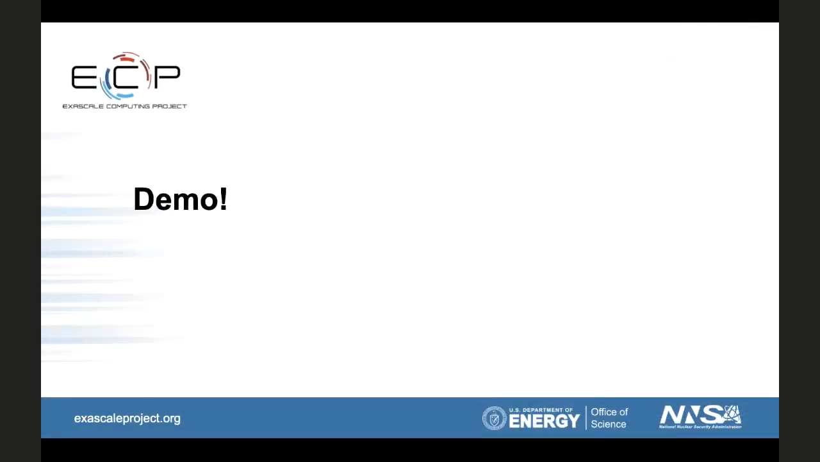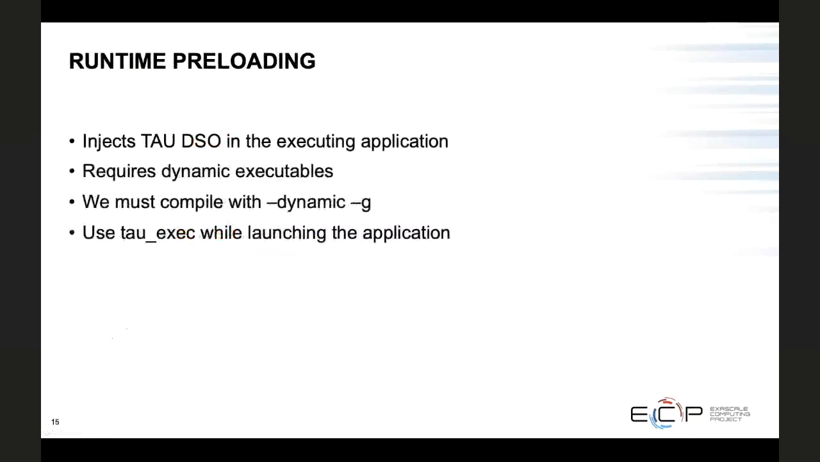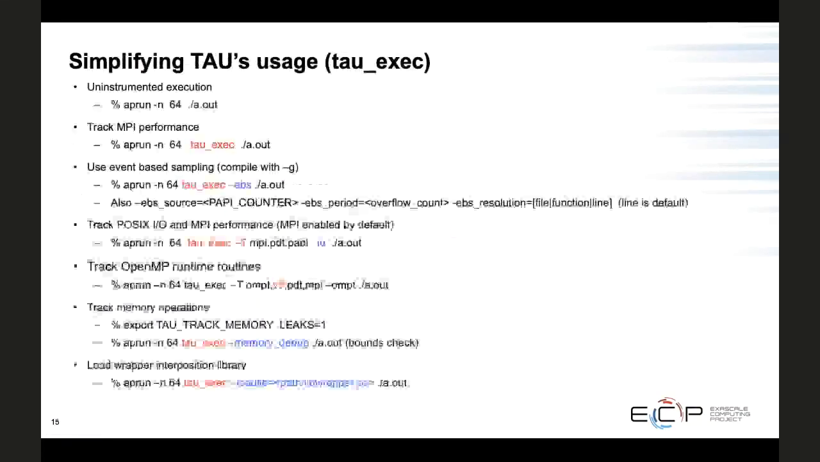So in the demonstration, I'll show you that instead of just launching a job with, say, apprun a.out, you can launch it with apprun tau_exec a.out. And here, this will generate data at the MPI level. Now, if you have an application that is compiled with -g, you can also enable event-based sampling by saying -ebs.